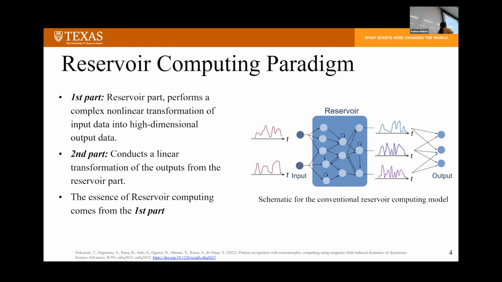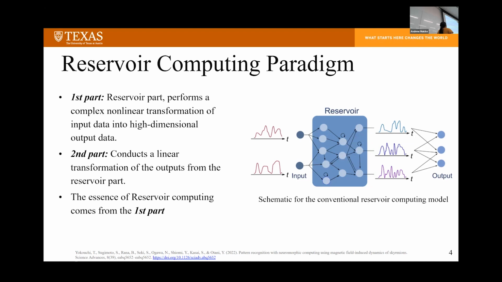Now, reservoir computing has two different parts. The first part is the reservoir, which performs a complex nonlinear transformation of input data into high-dimensional output data. Here, dimension just represents the number of linearly independent outputs. In this process, the reservoir temporarily stores the information of past inputs to make the output depend on both present and past inputs. This is what they call short-term memory effects.